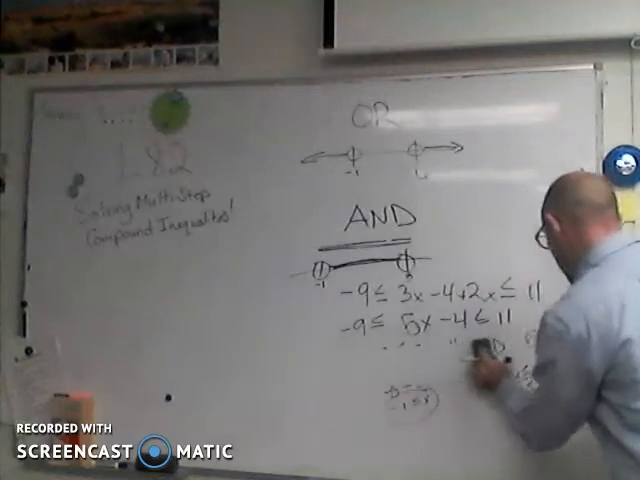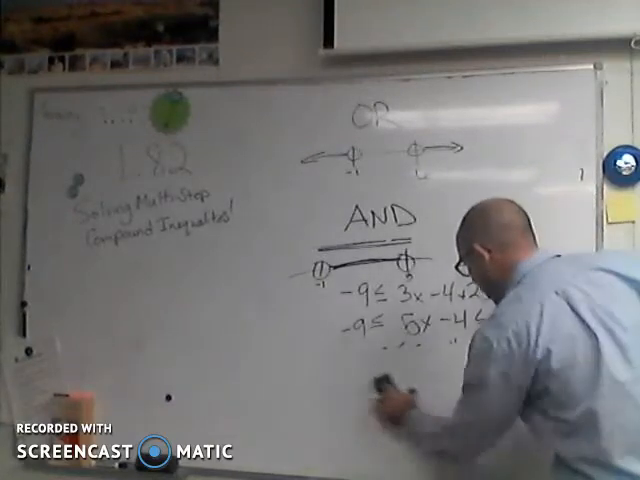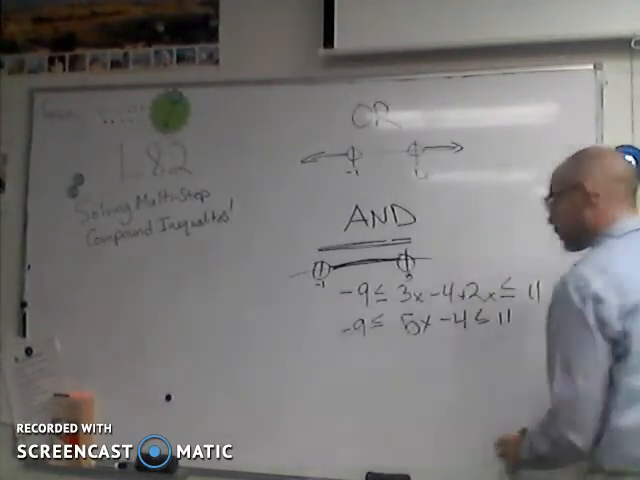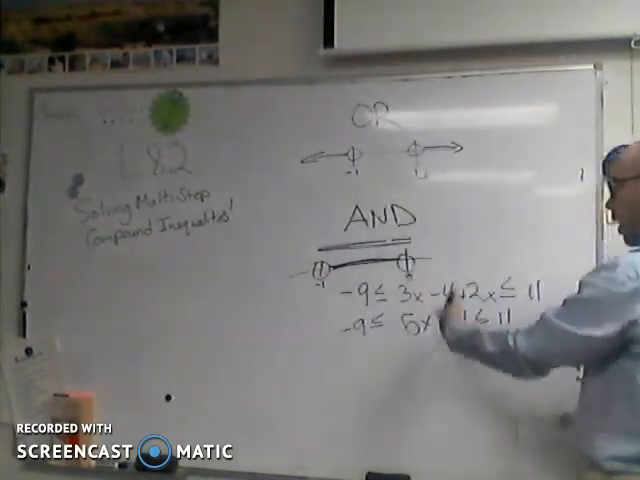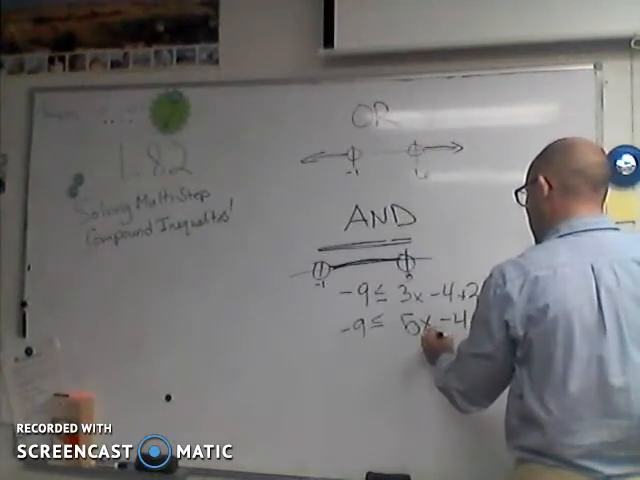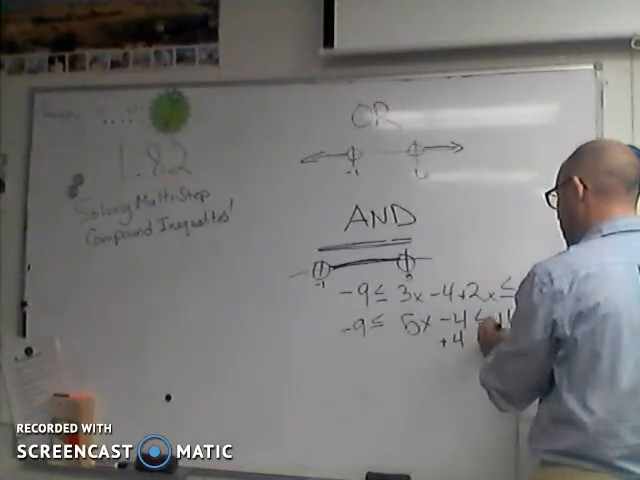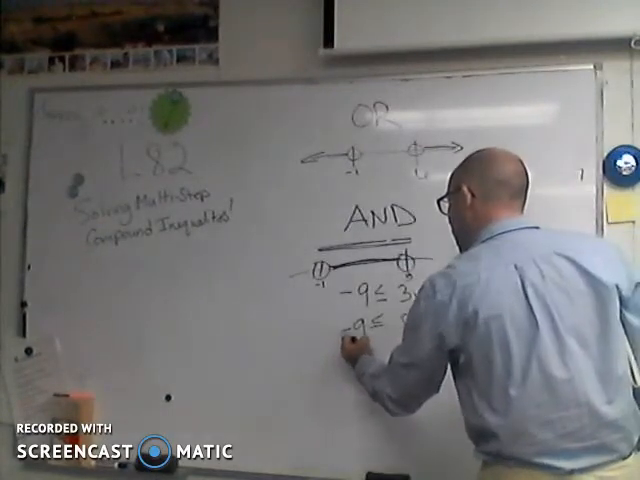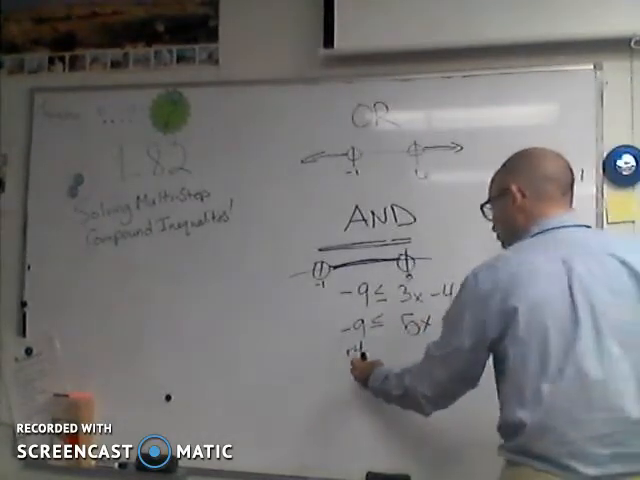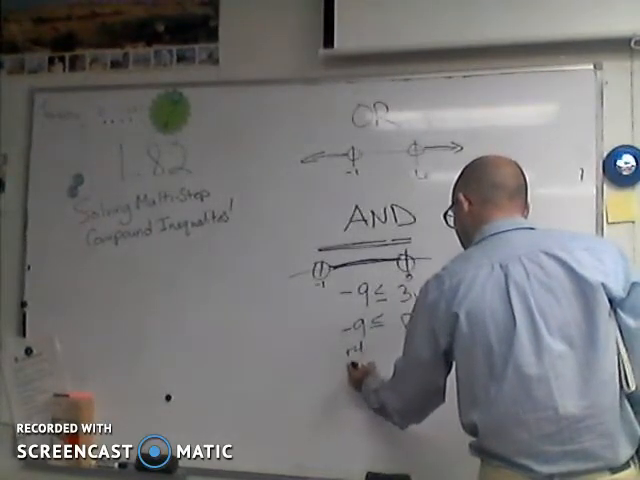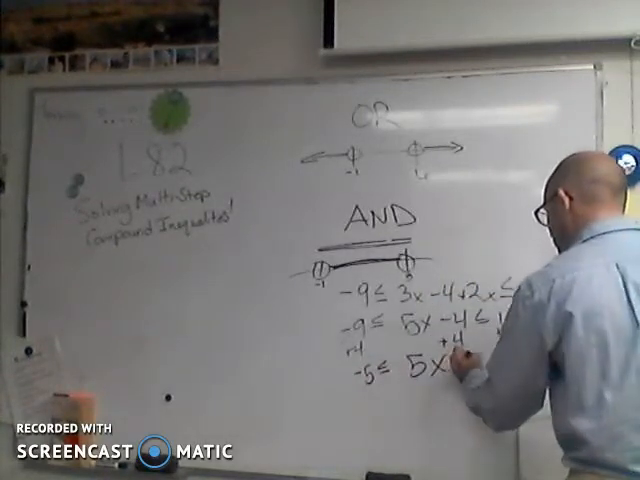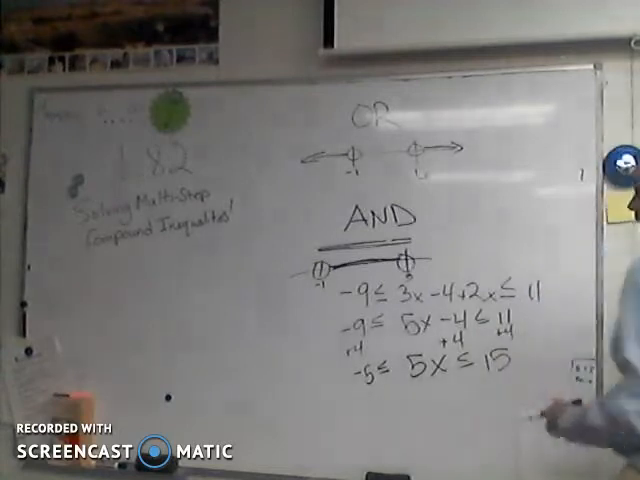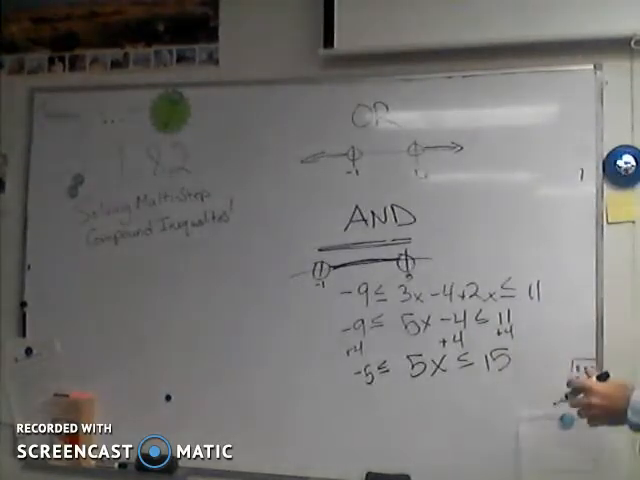Now, I could go back here with this problem and just tweak it a little bit and do it all at once. Whatever I do to one piece, I have to do to every piece. So I could do this all in one go. I'm going to add 4 to everything. That keeps everything still balanced. And that makes this side negative 5. The middle part's just 5x. And over here I've got 15. So it's the same thing that I had when I did it in separate pieces.